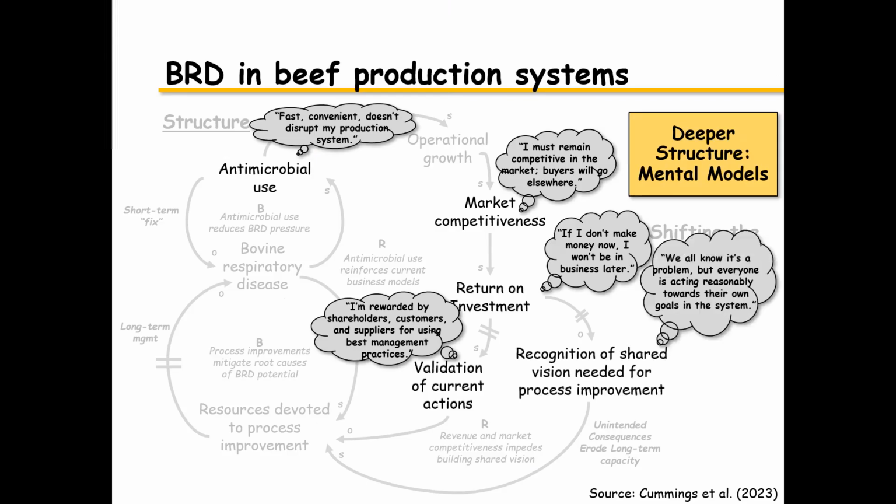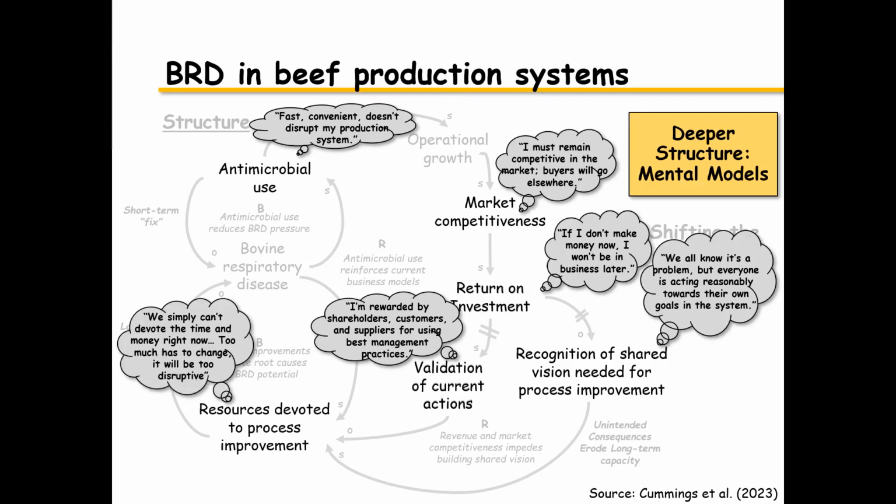Recognition of shared vision for process improvement. We all know it's a problem, but because of the segmented nature of the industry, the incentives and the finances that we've all invested in and trying to make all those operations financially viable, we all know it's a problem, but we're all acting reasonably towards our own goals as part of the system, or the operations in the beef production system that we share. All of those things might thwart, and what we argue in the paper is thwarting, resources devoted to process improvement.